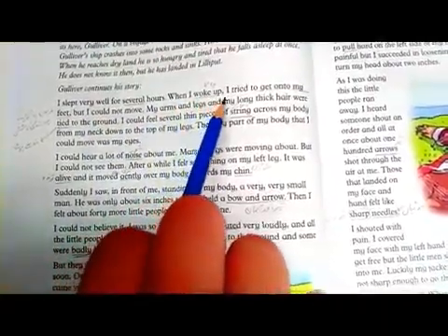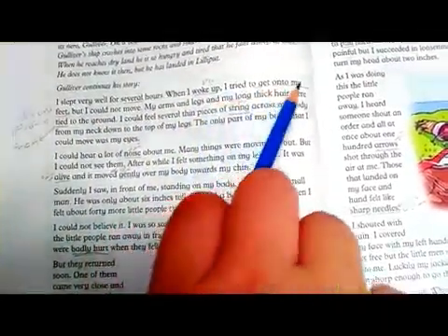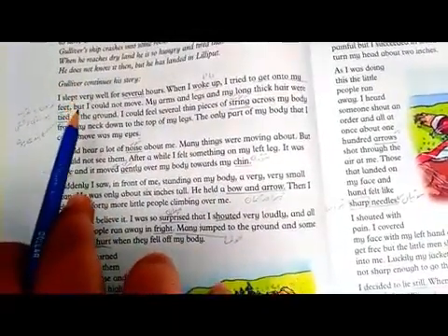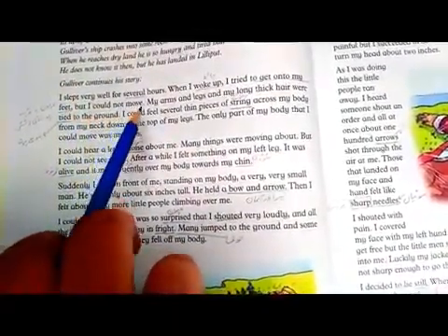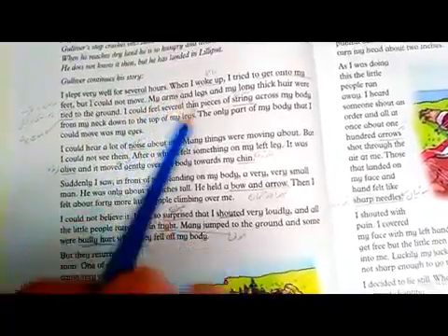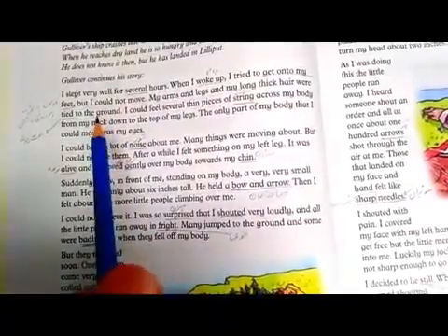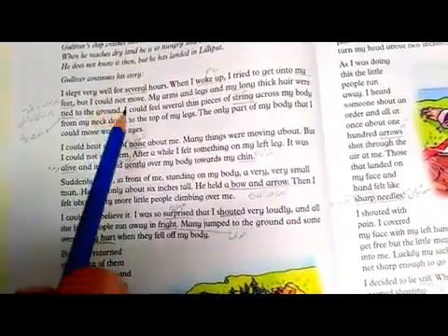When I woke up, I tried to get onto my feet. He wanted to get on his feet, but I could not move. He was unable to move. My arms and legs and my long thick hair were tied to the ground. It means he was just stuck onto the ground.